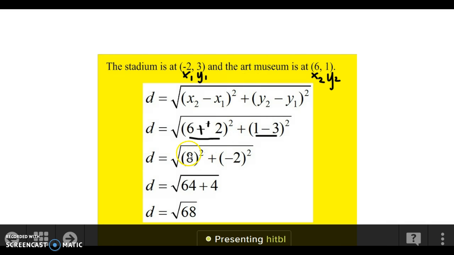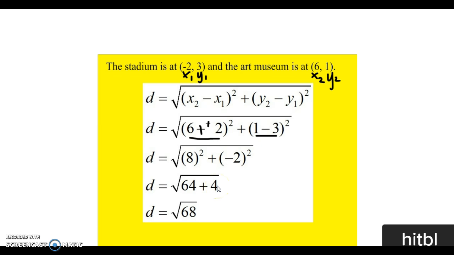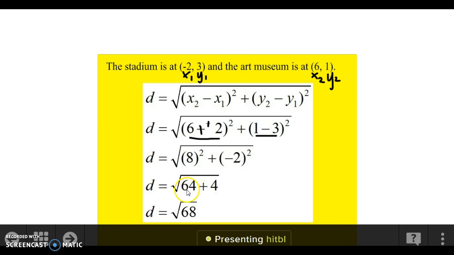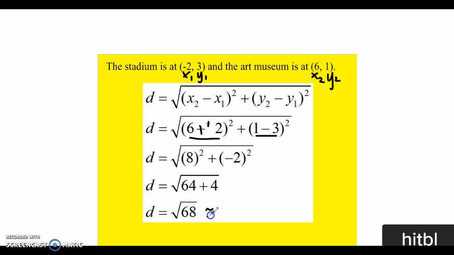And then after that, we do our exponents. So 8 squared, we know is 64. And -2 squared, if you plug this into your calculator, because it's not a negative, a -2 times a -2, we get a +4. And then our last step is adding them together. 64 plus 4 together is 68. And we get the square root of 68, which ends up being approximately 8.2 if we're rounding to the nearest tenth.